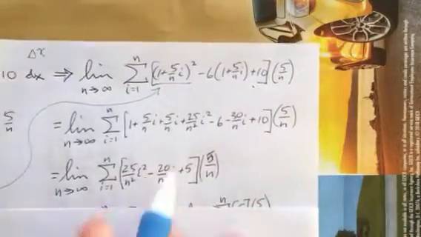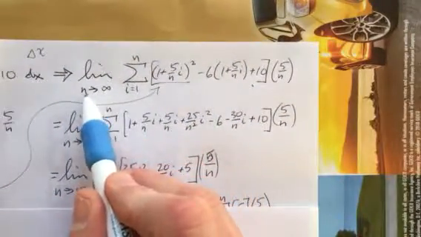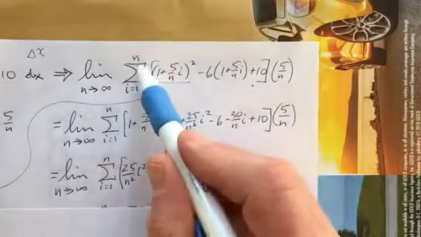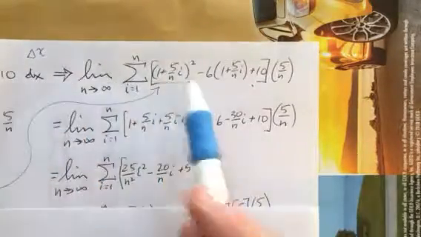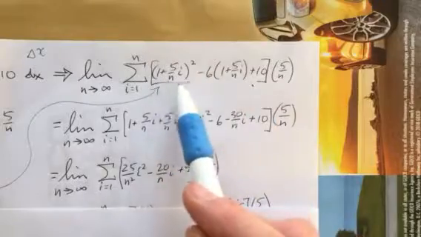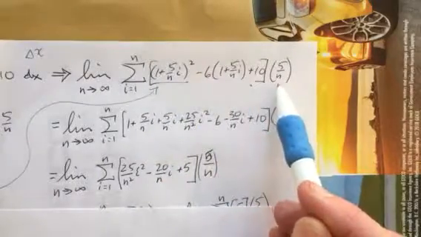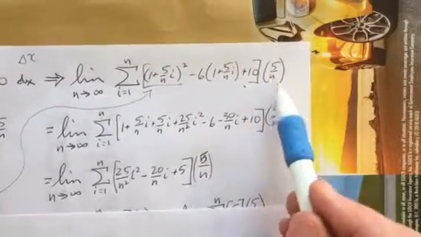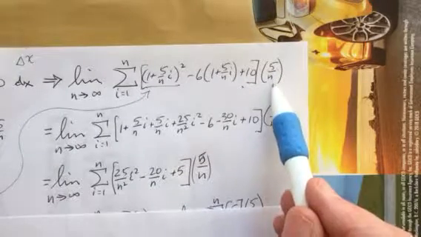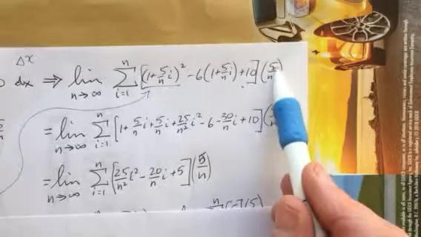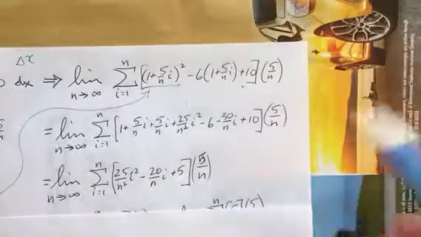So what we're really doing is we're going to let our number of slices go to infinity. We're going to add up the height of all of these slices, and then we'll multiply by our width of each slice. And if I took 100 slices, each individual slice would be 5 divided by 100.